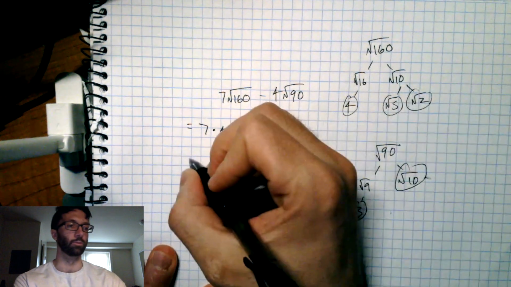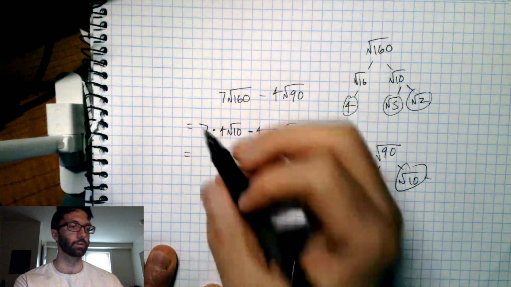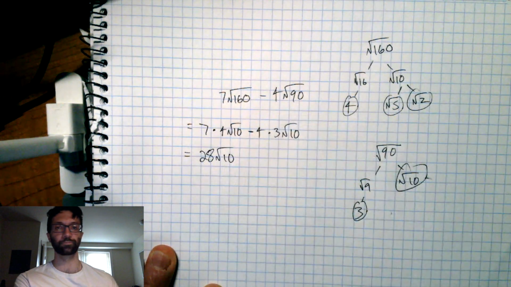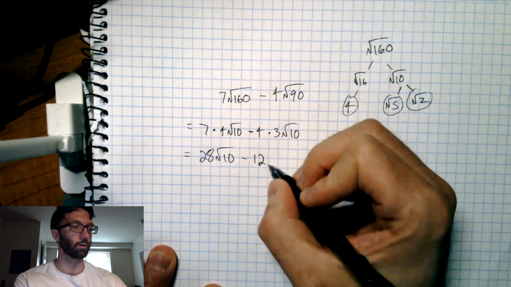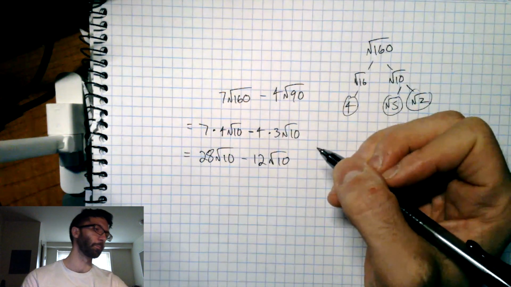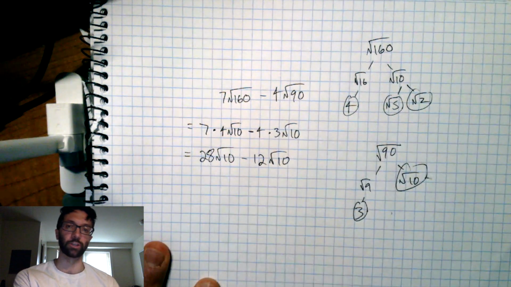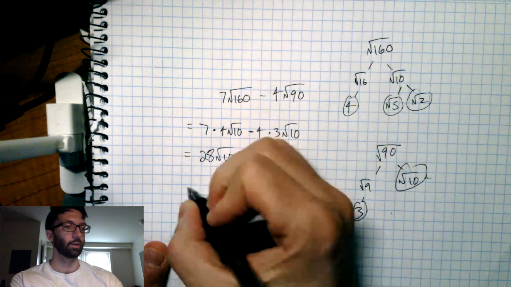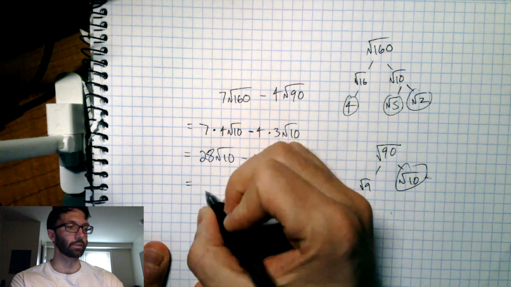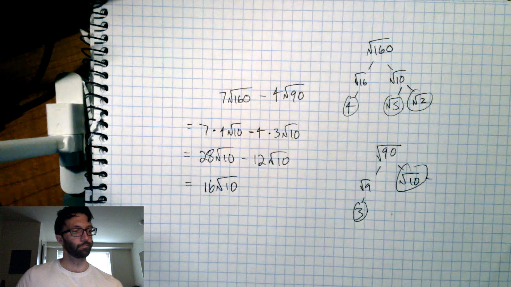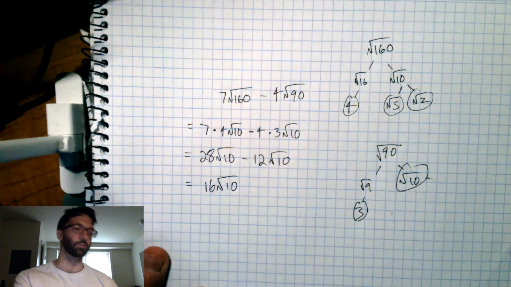And now I can do my multiplication out front. So 28 root 10 minus 12 root 10. All right, and now I have my like terms, my matching radicals, and this is going to equal 16 root 10. All right, and with that said, guys, it's been demonstrated.